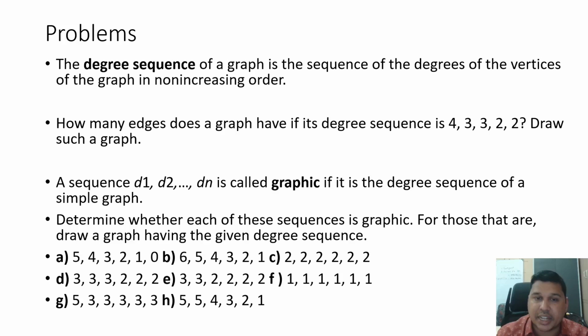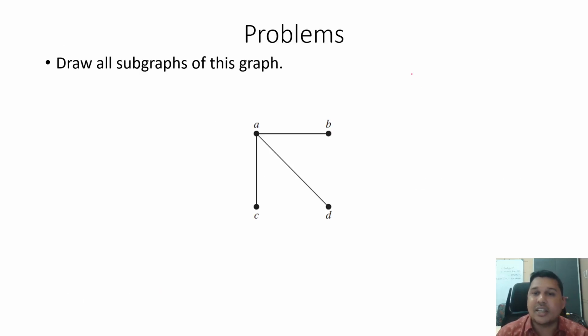Okay, let's take another example. Let's take D: 3, 3, 3, 2, 2, 2. The degree sequence given is 3, 3, 3, 2, 2, 2. How many vertices are there? 6 vertices.